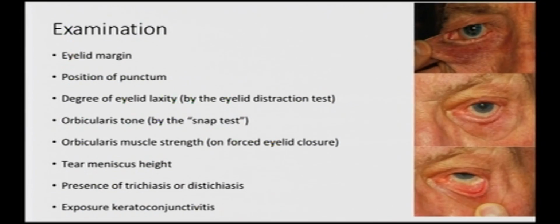For all these conditions, before planning any treatment, we have to have a proper examination. We have to see the condition of the eyelid margin and the position of the punctum. We also have to look at the extent of the eyelid laxity and the tone of the orbicularis oculi muscle. There are various tests available to judge the orbicularis oculi muscle tone and strength. Then we also have to look for the tear meniscus height, any associated eyelid problem like distichiasis or trichiasis, and corneal involvement like exposure keratoconjunctivitis, and then we can plan the treatment for these cases.